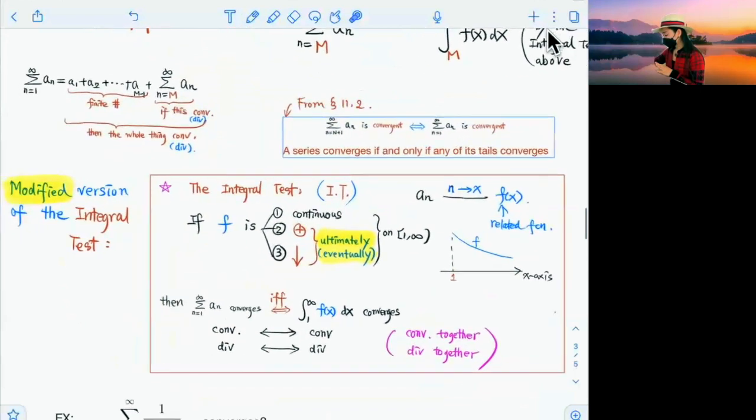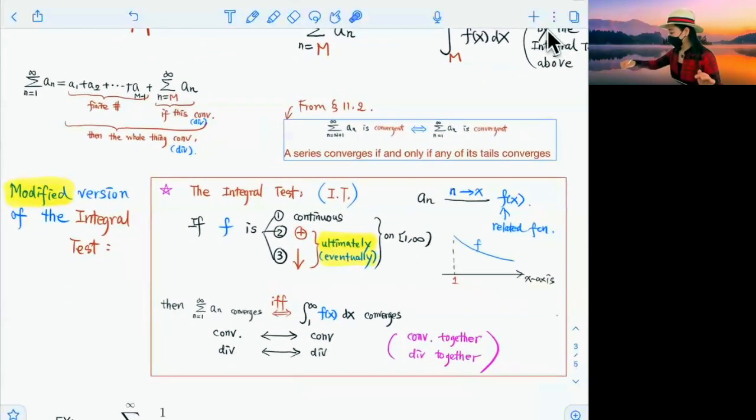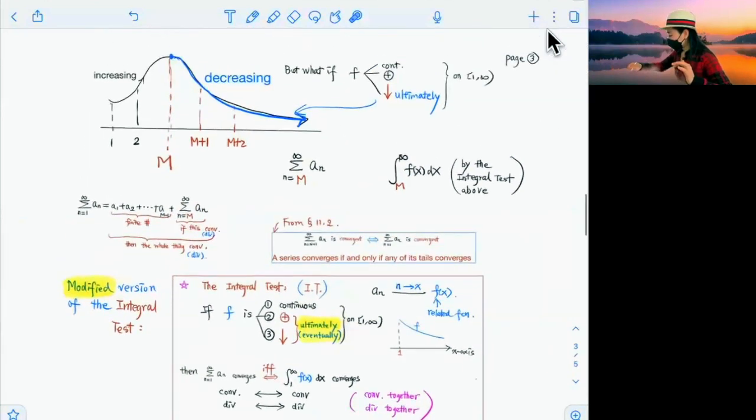So I modified the integral test a little bit. What modification did I make? I just added decreasing ultimately, or positive ultimately. If you want to look at the picture, the relating function is going to be like this. It doesn't have to be positive all the time, or decreasing all the time. What's important is that after some index on, it is positive and decreasing. And then you can apply the integral test.